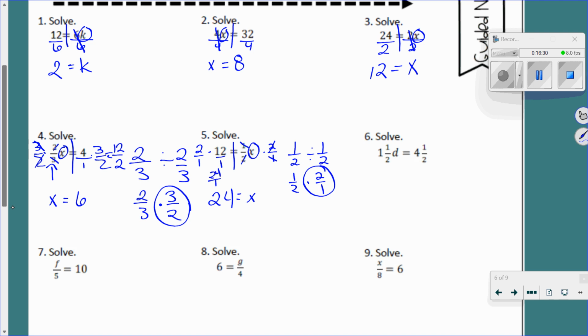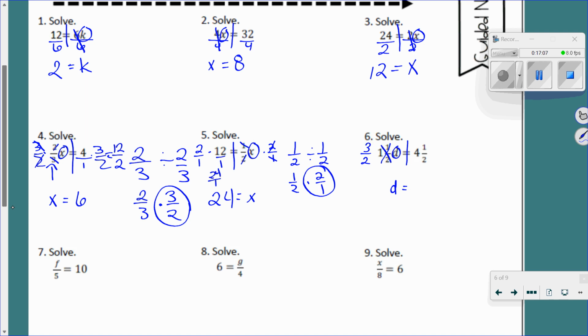I got it. All right, number 6. What operation am I doing? Multiplying. I need to know what D equals, so I want it by itself. So what do we need to do to those mixed numbers? Improper fractions. 2 times 1 is? Plus 1 is? So that turns into 3 halves. 2 times 4 is? Plus 1 is? And that turns into 9 halves.